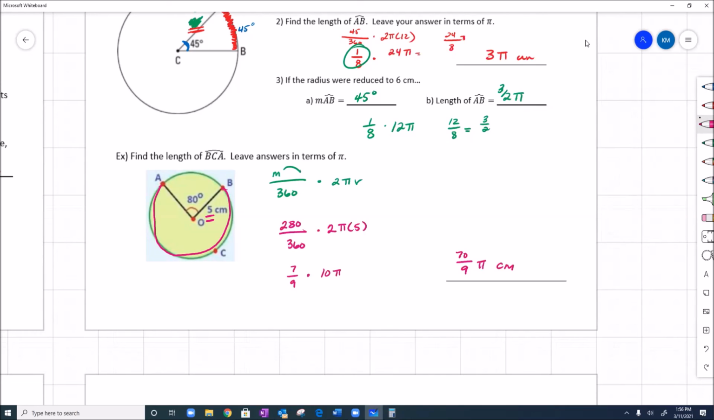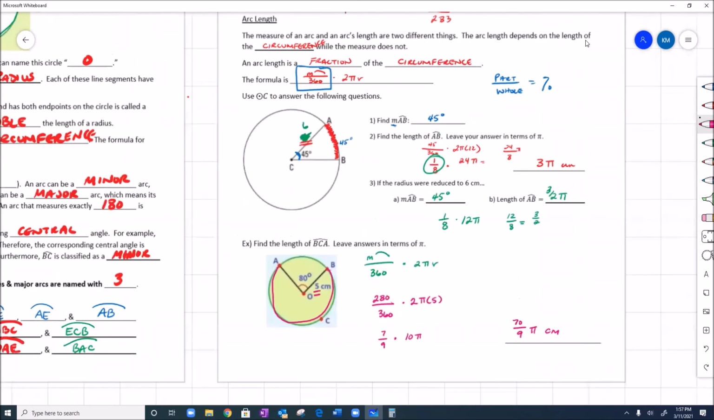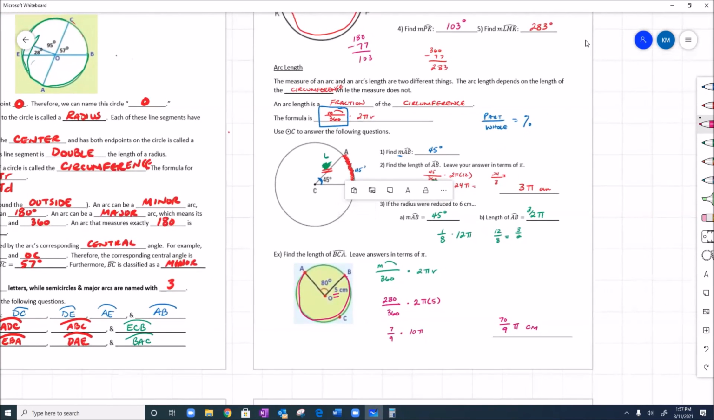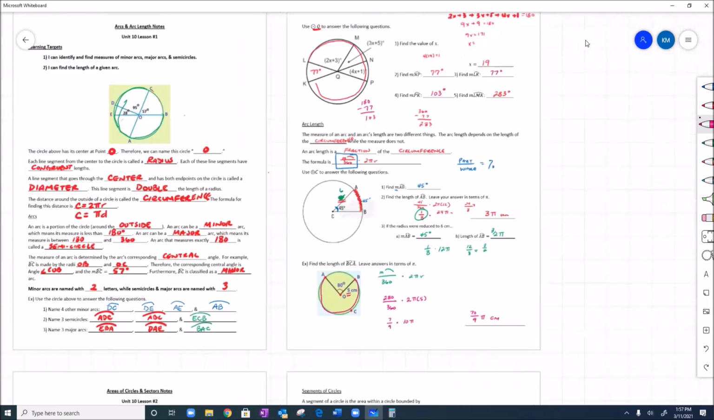Okay, so there you have it. You now know how to classify arcs, how to name them, how to find their measure, and how to find arc lengths. See it.